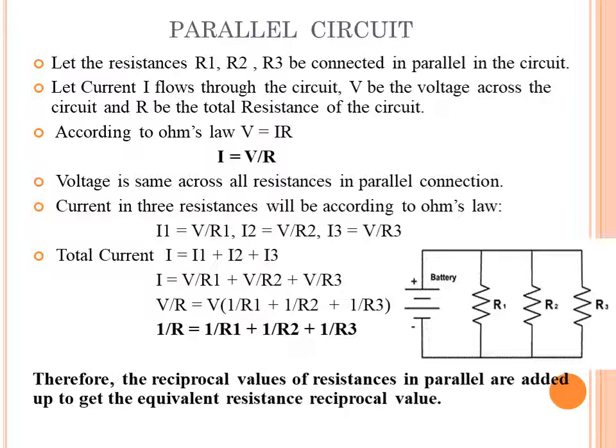So whenever we have to decrease the total resistance of the circuit, we have to connect all the resistance in parallel, because the reciprocal value is being added up.